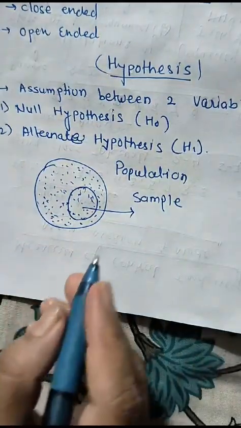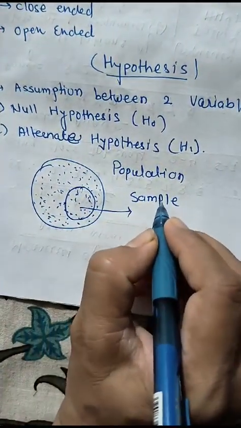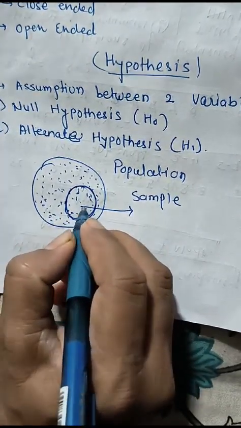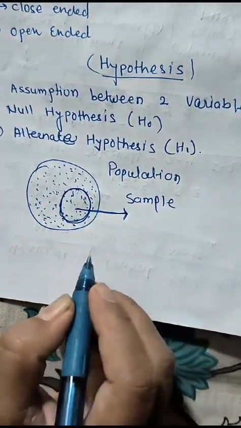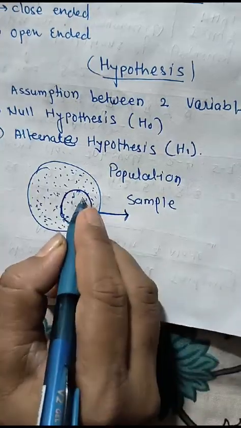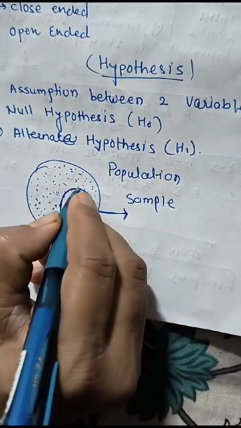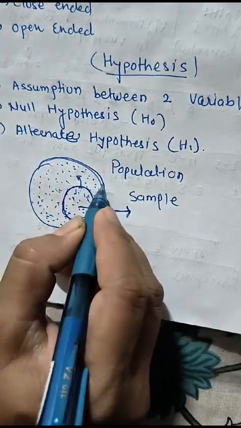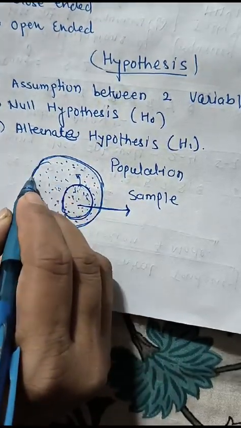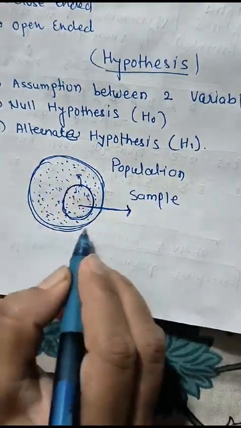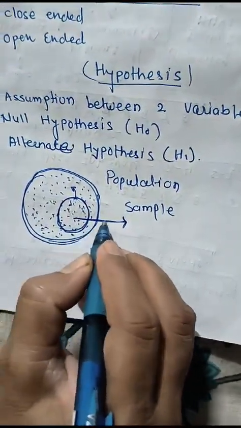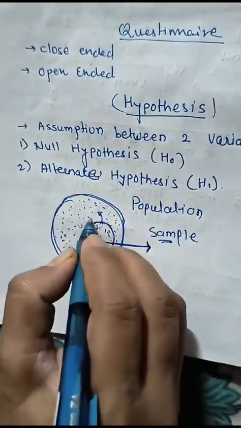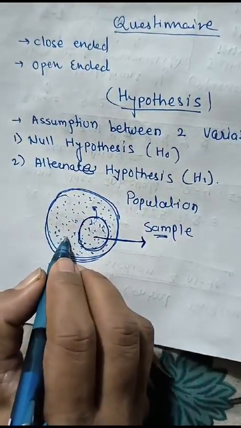And whatever subset of that population we choose for our sampling, that means for a sample we need to collect data, and we take that data for our data analysis. On the basis of the sample we make our interpretations and our outcomes, and we generalize our outcomes for the whole population on the basis of the sample. So a sample is nothing but a subset of the population.